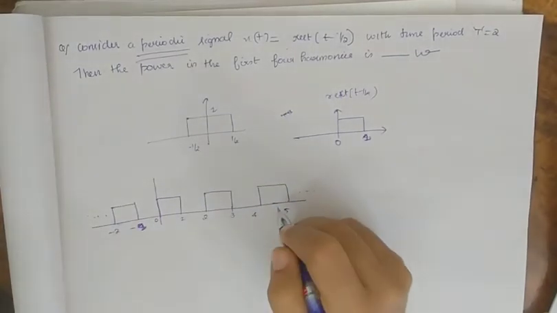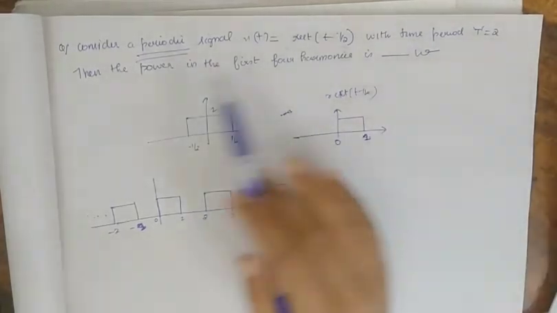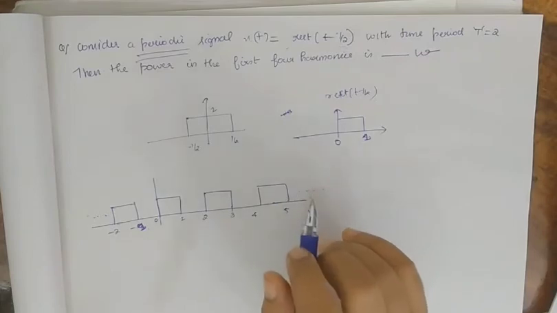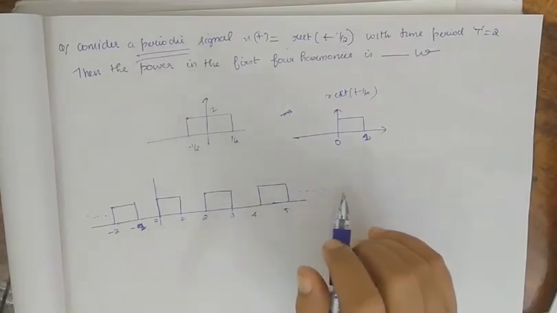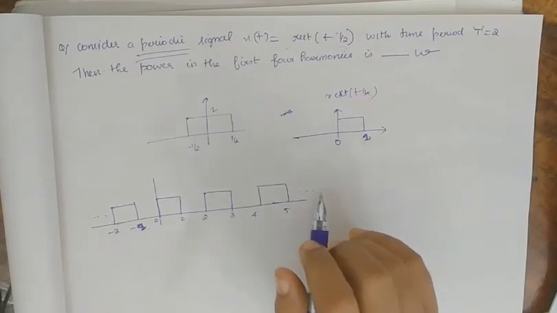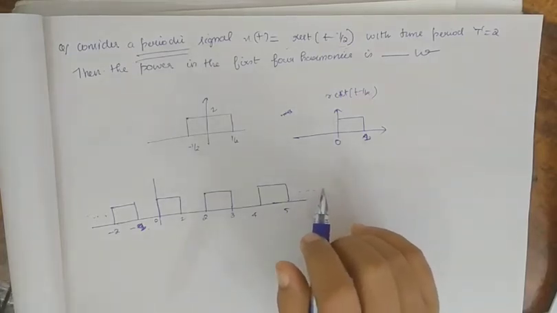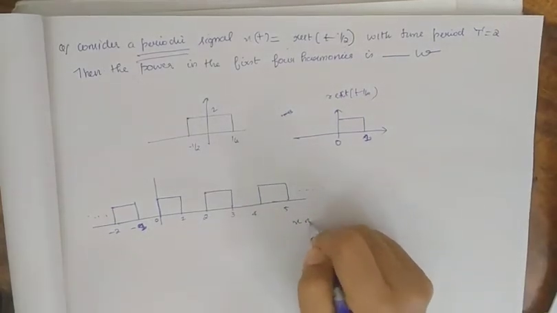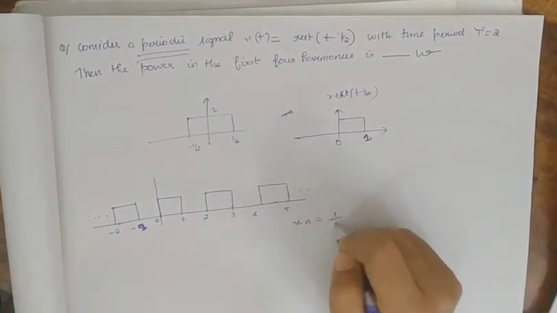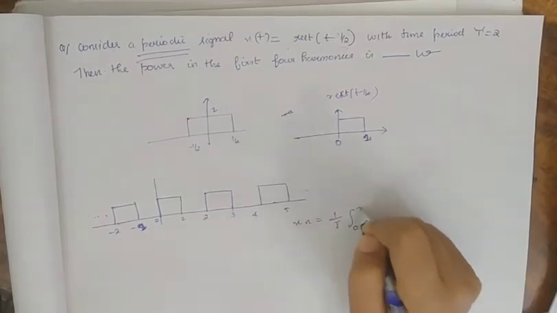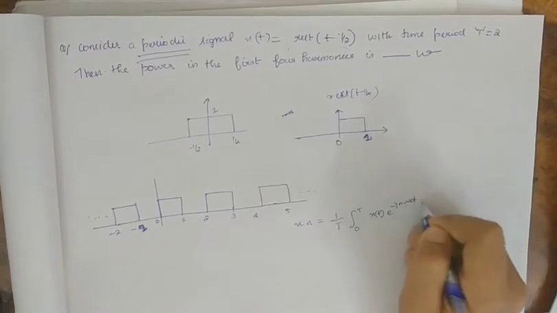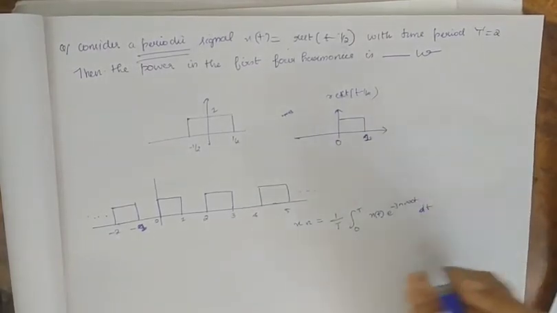Okay, so now coming back to the question, we have the power in the first 4 harmonics. We have to find out the power in the first 4 harmonics. Okay, for that we will have to use Fourier coefficients. So to find out Fourier coefficients, we will have Xn equal to 1 divided by T integral 0 to T x of t e raised to minus j n omega 0 t dt, the complex Fourier series coefficient.